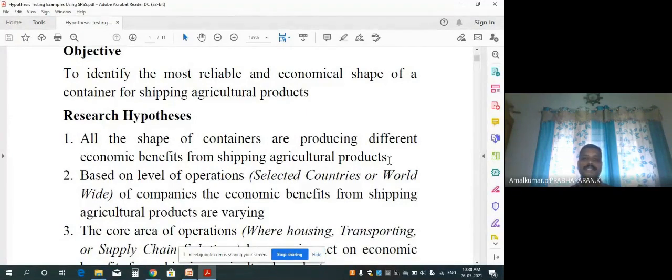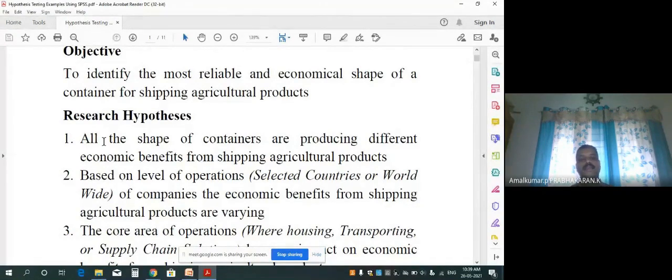The researcher believes that there are a number of container shapes, and all the containers are generating different economic benefits to the shipping company from shipping agricultural products. This is the first assumption developed by the researcher based on the existing theory, or based on experience, or based on the available literature.